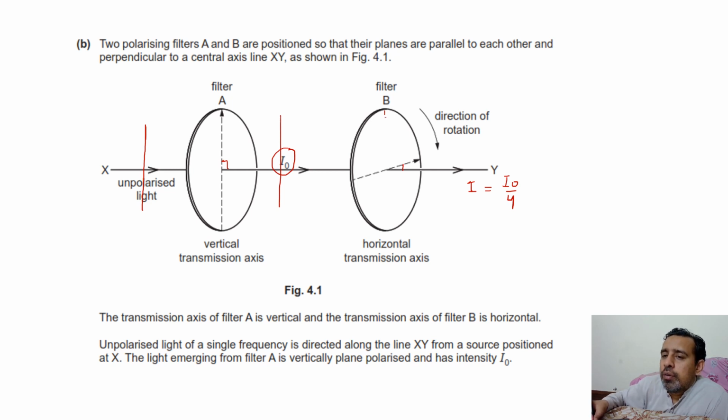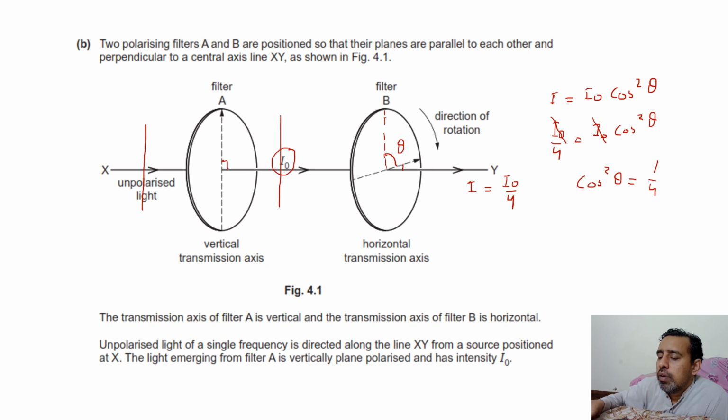So we have to describe this angle which is being obtained here. So you know that I is equal to I naught cos square of theta, it means this I is now written as I naught by 4. This is I naught cos square of theta, and here cos square of theta is 1 by 4, then cos theta is 1 by 2, so theta is 60 degree. It means this angle is 60 degree.